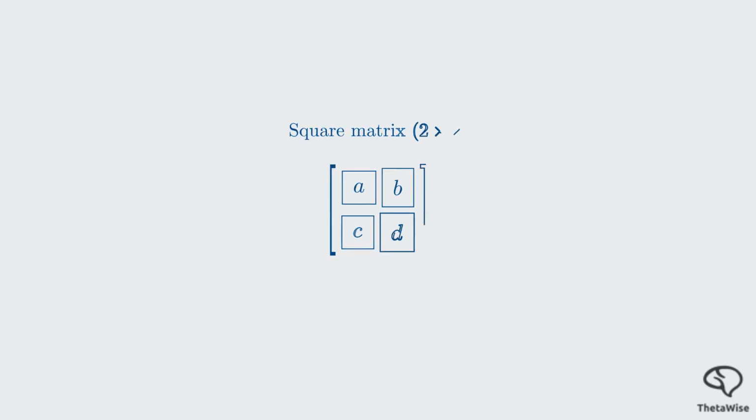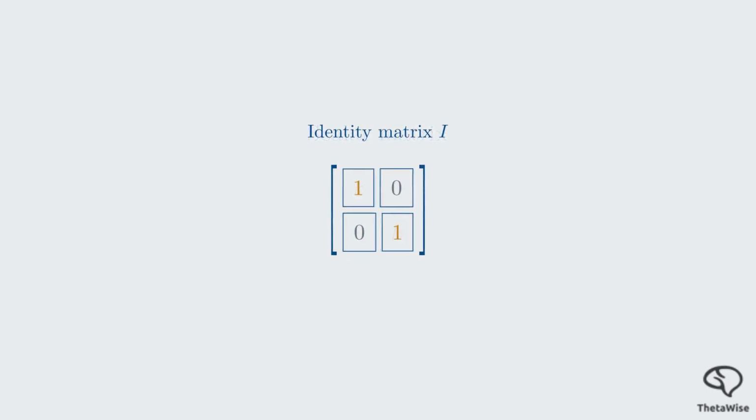Matrix types are names for visible patterns. A square matrix has the same number of rows and columns. A diagonal matrix has zeros away from the main diagonal. A scalar matrix is diagonal, with the same value repeated on that diagonal. The identity matrix is the special scalar matrix whose diagonal entries are all 1. It acts like the number 1 in multiplication.